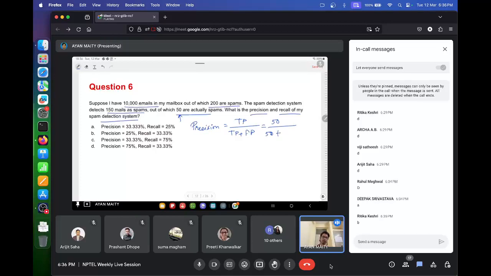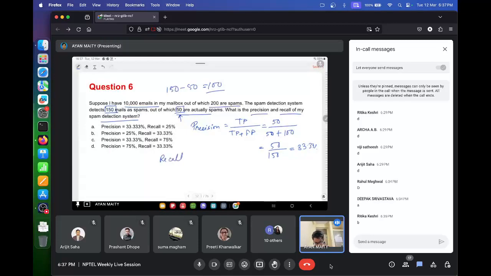False positive means those which are actually negative but wrongly classified as positive by the spam detection system. So these 150 mails have been classified as spams, but only 50 are actually spam. So that means 150 minus 50, these 100 mails have been wrongly classified as spams. Those are actually not spams but wrongly classified as spams by the system. So false positives would be 100. So precision is 50 divided by 150, which is 33% or 0.33, 33.33% basically.